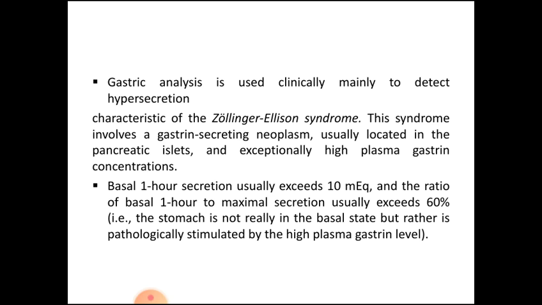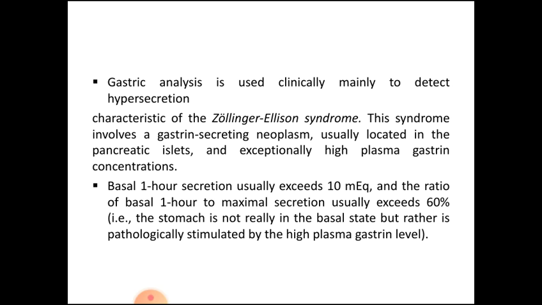In this lecture, I will be talking about the most important gastric analysis tests, which include an interpretation of results. Before starting the gastric analysis, we have to mention some diseases related to gastric disorder.